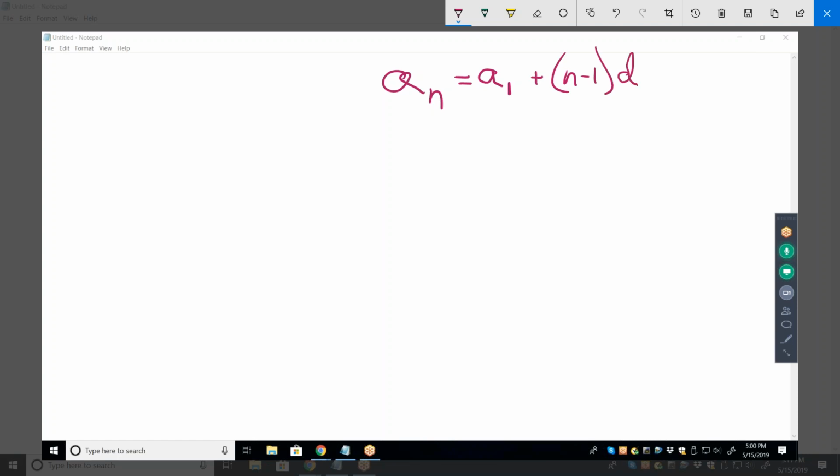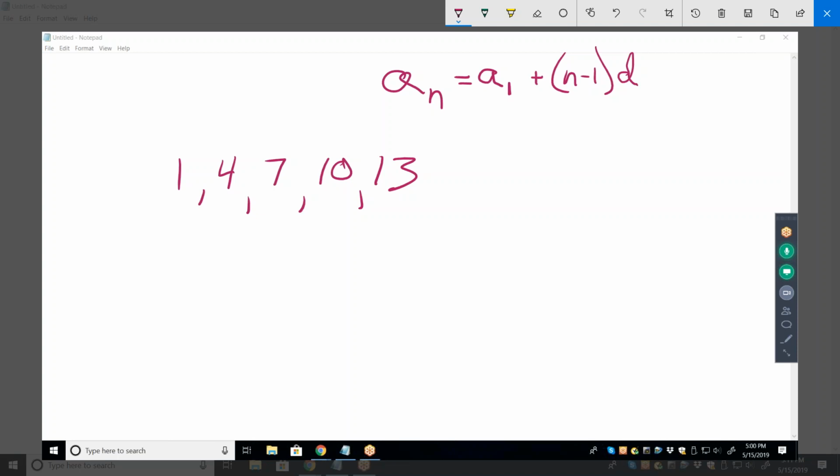Okay. Let's take a sample of an arithmetic sequence. How about 1, 4, 7, what's the next number? 10. What's the next number? 13. That's what defines an arithmetic sequence, is when they're all separated by the same number. So what is d? 3. Okay.